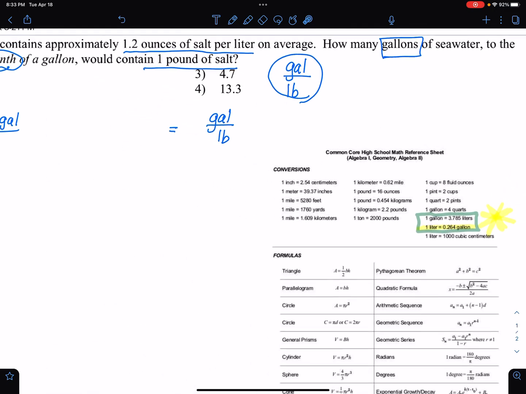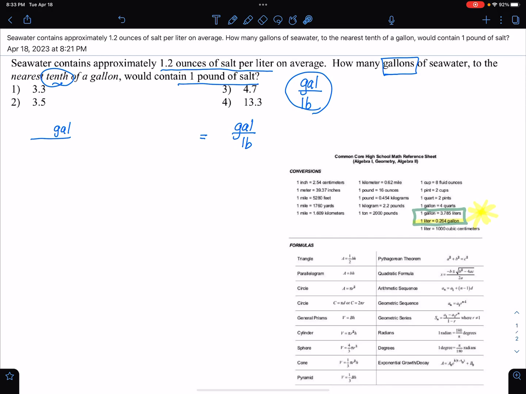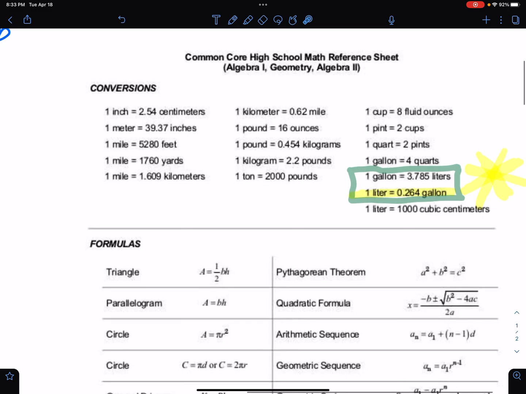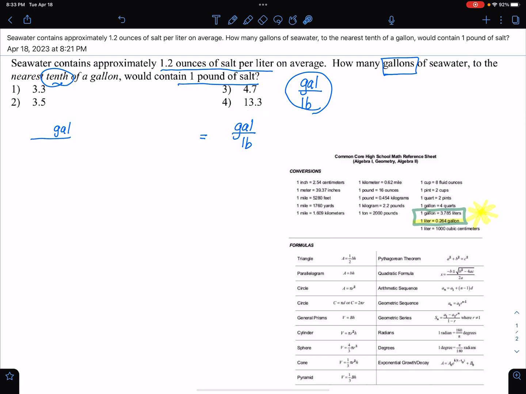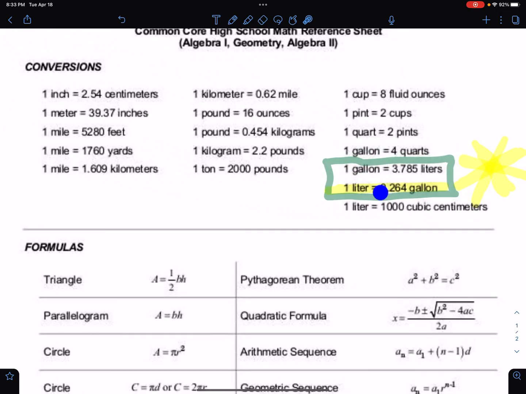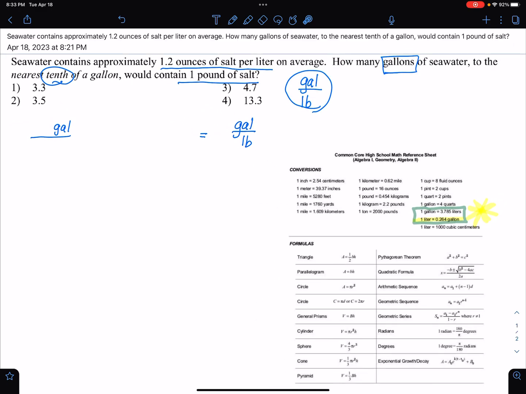Now, which one of these do we use? If you notice, we have ounces, liters. So I'm going to use the one with gallons and liters in it. But there's still 2 choices to pick from. Remember, the goal of the problem was to have gallons per pound. So I need a number for gallons, which means the one you pick is the one that has a number that is not 1 for gallons. So we're going to pick this one. Now let me write down 0.264 gallons goes with 1 liter.